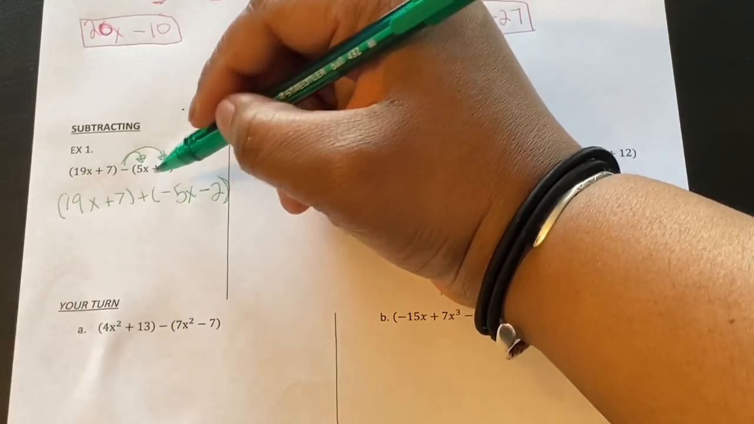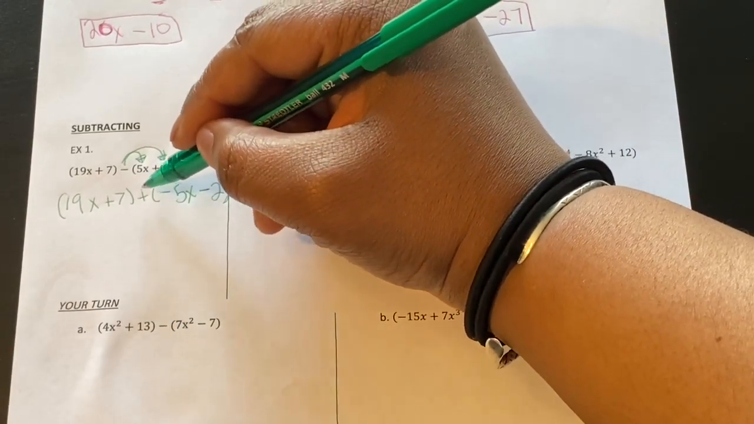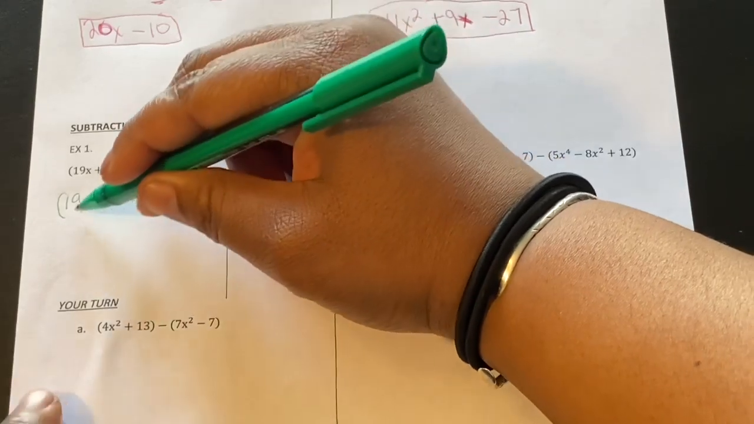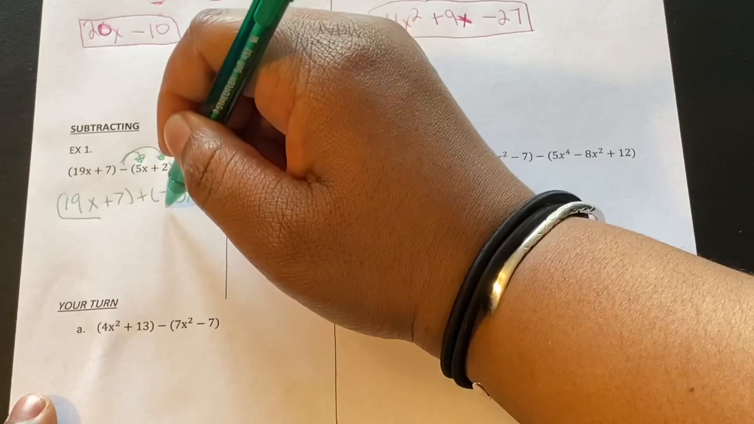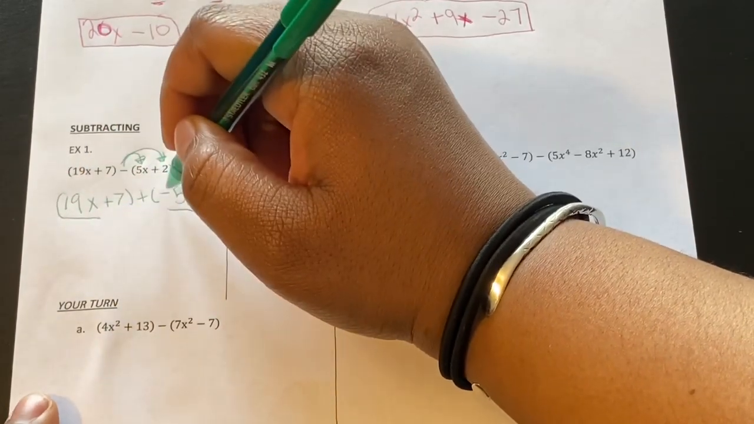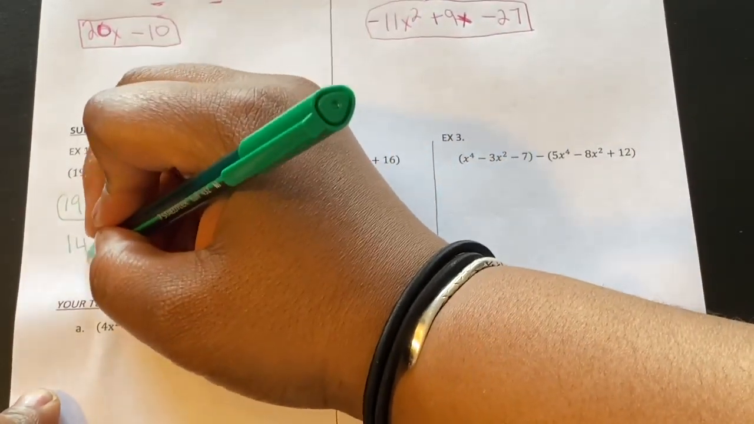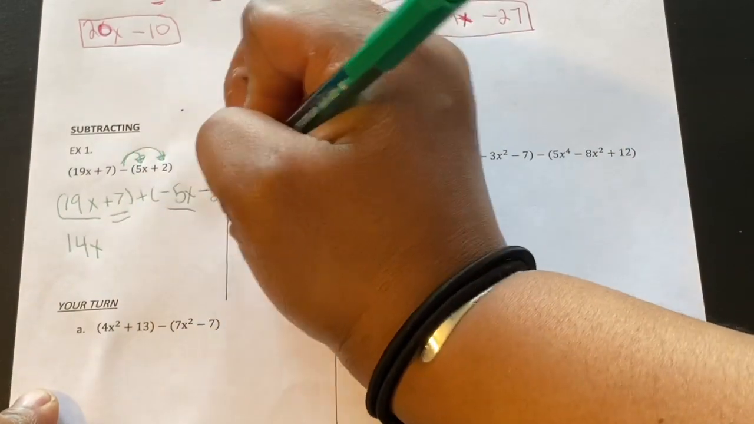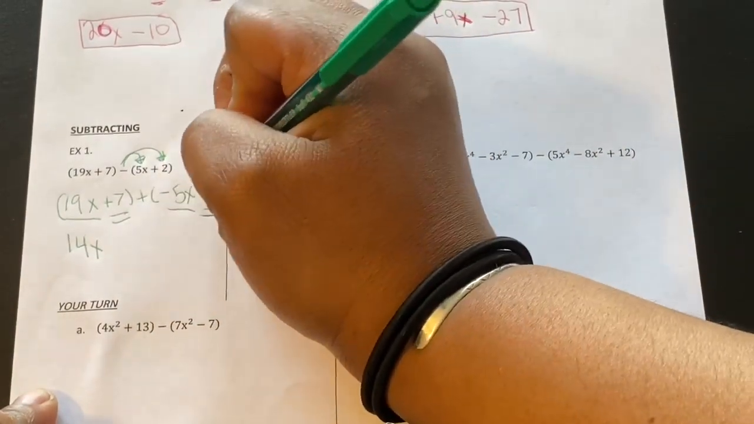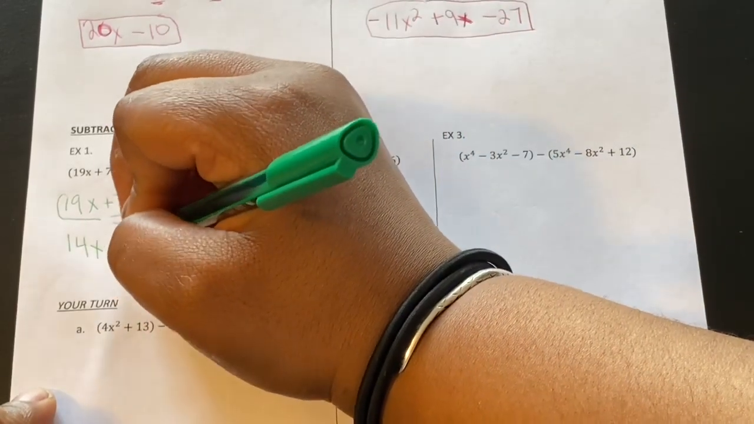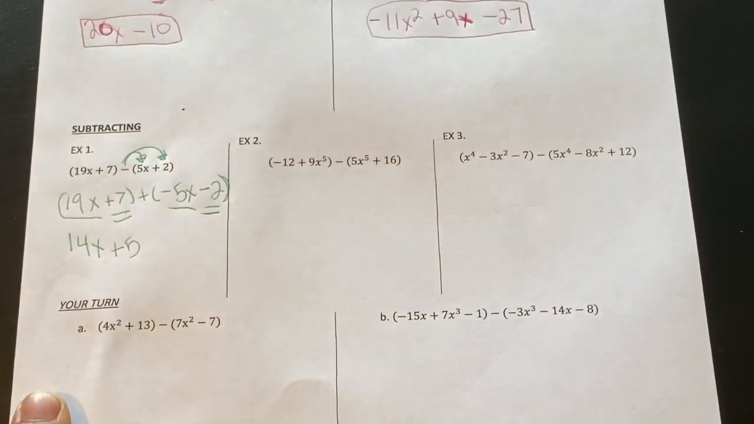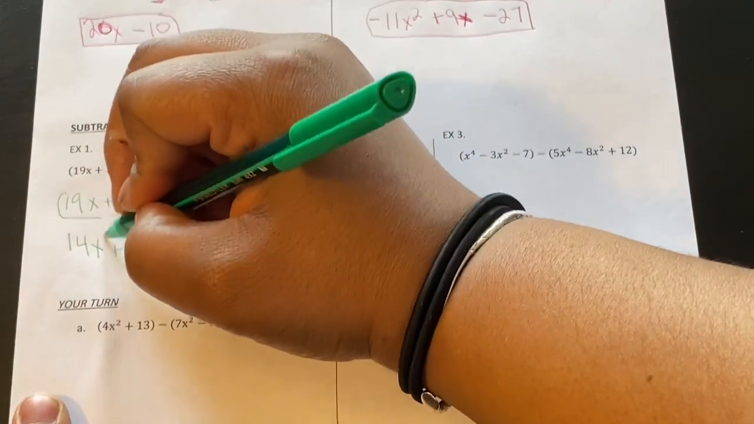Now I can look at this as addition and just add my like terms. This 19x is like this negative 5x. 19x minus 5x is 14x. This positive 7 is just like this negative 2. So 7 minus 2 is positive 5. So the answer to 19x plus 7 minus 5x plus 2 is 14x plus 5.